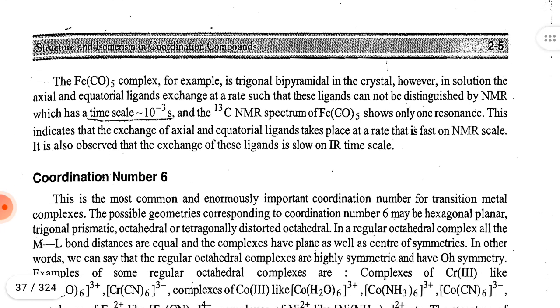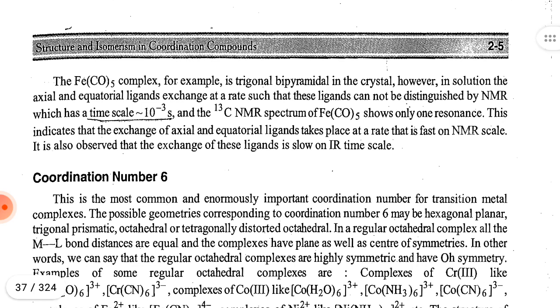The Fe(CO)5 complex, for example, is trigonal bipyramidal in the crystal. However, in solution, the axial and equatorial ligands exchange at a rate such that these ligands cannot be distinguished by NMR, which has a time scale of less than 10 to the minus 3 seconds, and the 13C NMR spectrum of Fe(CO)5 shows only one resonance. This indicates that the exchange of axial and equatorial ligands takes place at a rate that is fast on the NMR scale. It is also observed that the exchange of these ligands is slow on the IR time scale.